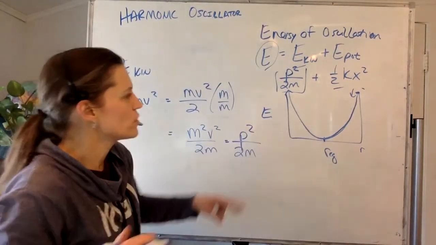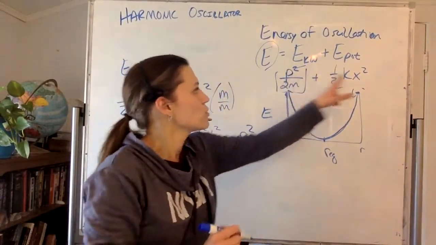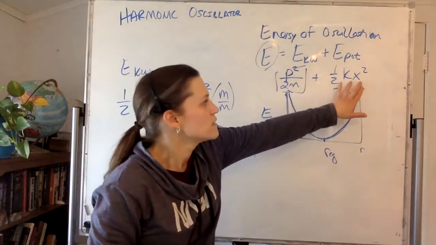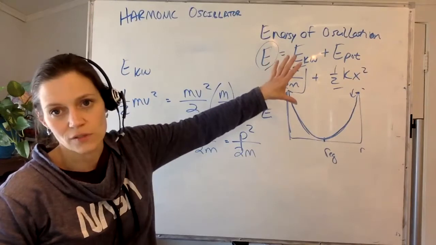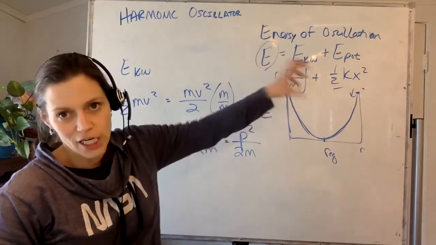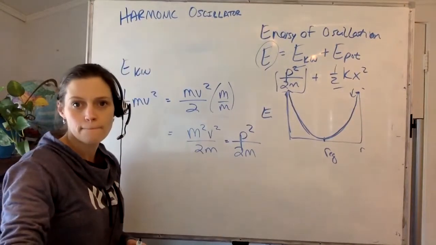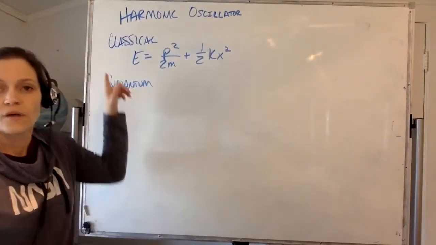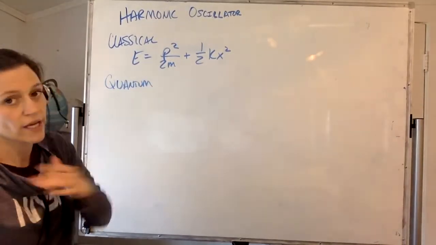All right, but notice that any possible energy is available because there's no restriction on what kx squared can be or the momentum can be. Classical result. It's about to change because quantum is going to quantify the crap out of this. Okay, so classical result, the total energy is equal to p squared over 2m plus 1/2 kx squared.